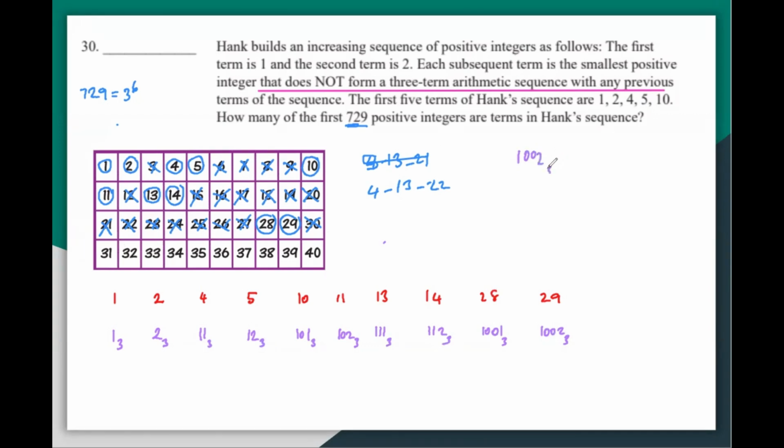So 112 in base 3 is equal to 1 times, this is the 3's place, this is 3 to the first, second, third, so 3 squared, 3 to the third power. And then 0 times the other 2 doesn't contribute anything. So you will get 2 times 3 to the 0 power, which is 27 plus 2, which is 29.